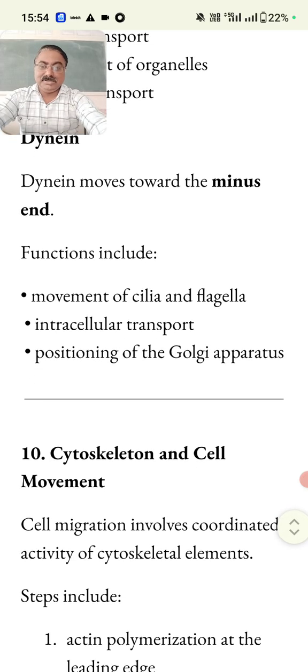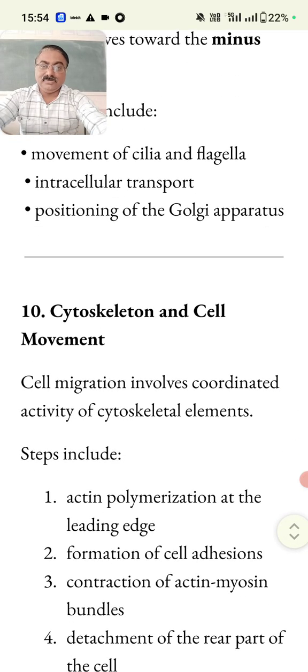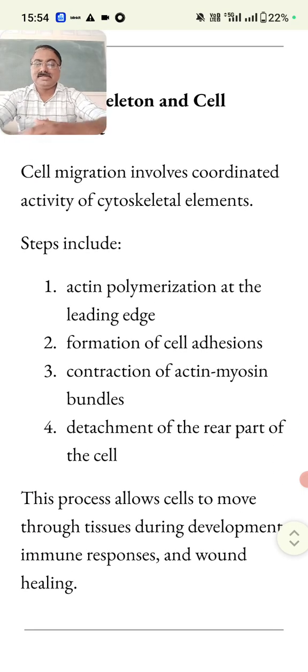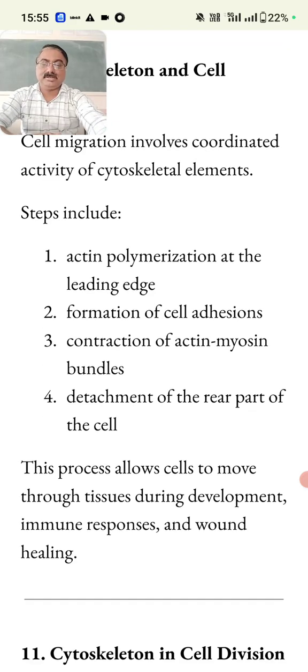Cytoskeleton and cell movements. Cell migration involves coordinated activity of cytoskeletal elements. Steps include actin polymerization at the leading edge, formation of cell adhesions, contraction of actin-myosin bundles, and detachment of rear parts of the cell. This process allows cells to move through tissue during development, immune responses and wound healing.